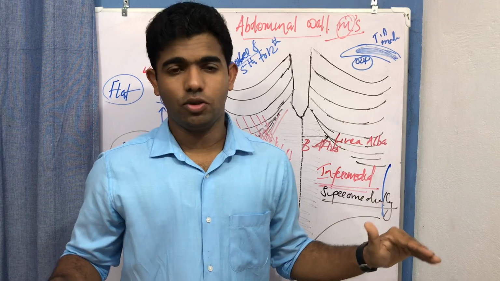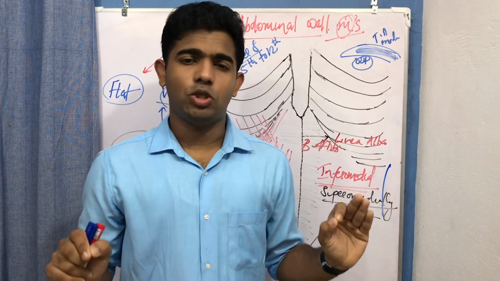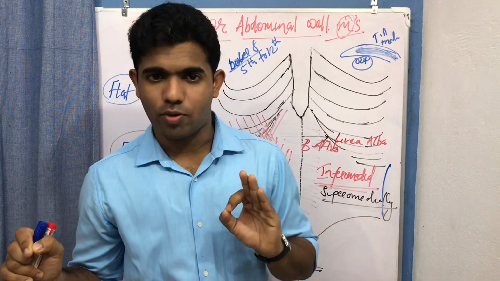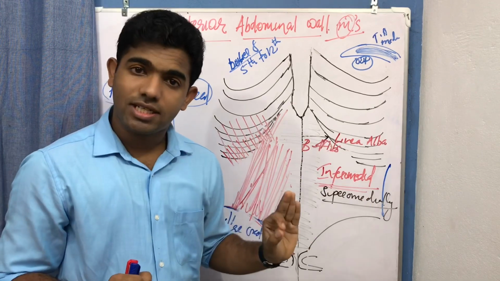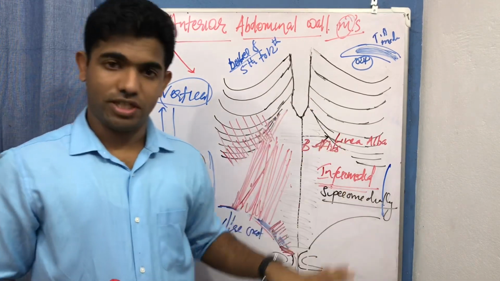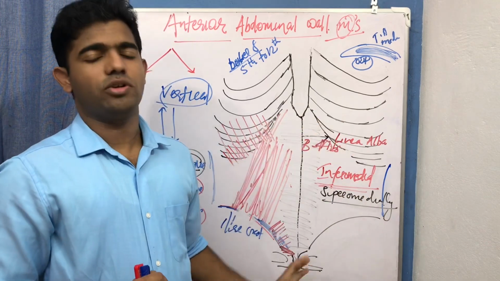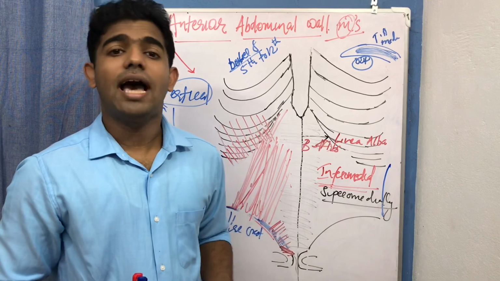Otherwise, forget about that. So the internal oblique muscle arises from the iliac crest between the origin of external oblique and transverse abdominis muscle, and they run upward in the supromedial direction. They insert into the linea alba and the lower 6 ribs. The internal oblique also has origin from the inguinal ligament, lower lateral part of the inguinal ligament.